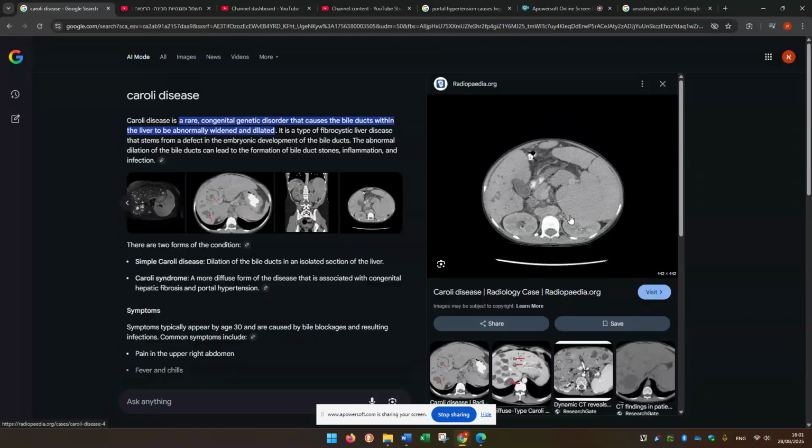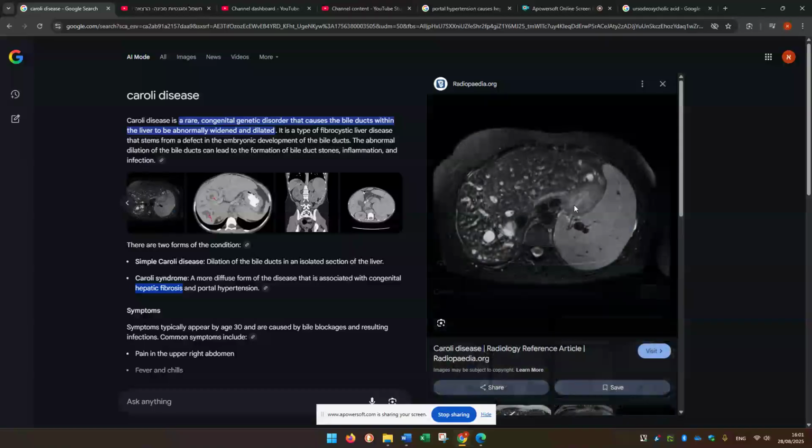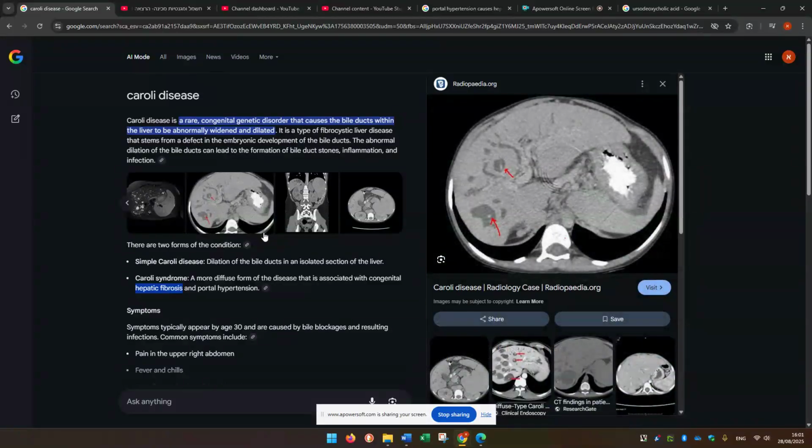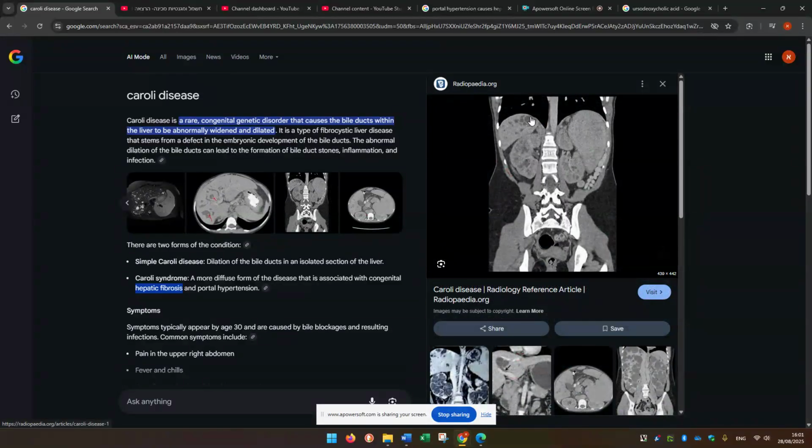Now, what else can happen in Caroli syndrome is congenital hepatic fibrosis. Congenital hepatic fibrosis causes fibrosis of the liver, and by that, it can push on and compress the portal system. By that, it can cause portal hypertension, and portal hypertension can cause hepatosplenomegaly. You can see here a giant spleen. I'm not sure it's because of this, but you can see how giant the spleen is in these images from Caroli. This is probably MRCP. This is, of course, CT. You can see here the dilated ducts, and here a very, very enlarged spleen.